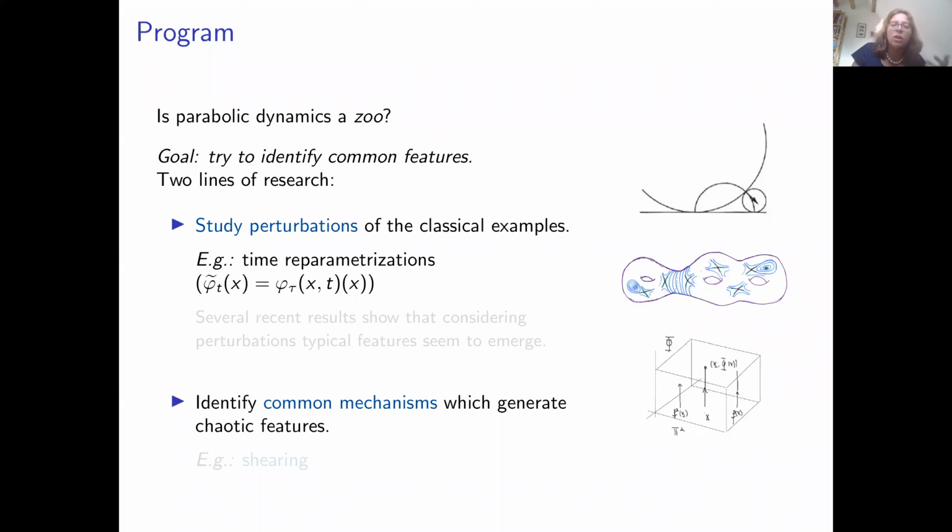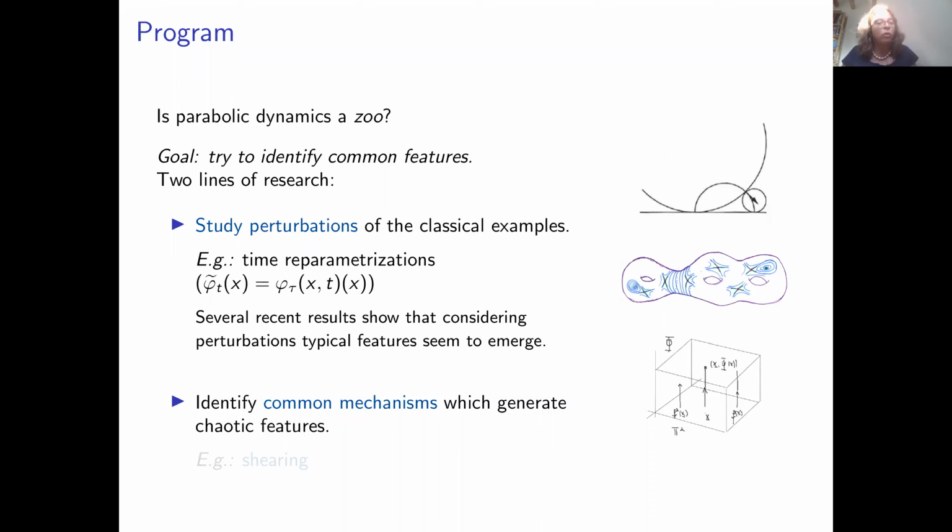And it turns out that just this little change, changing the speed at which you move, produces new examples, and it can change the chaotic features. Sometimes by reparameterizing, you actually see some property appearing. For example, mixing, which you may not have in nilflows. By time changing them, you can see mixing appearing.